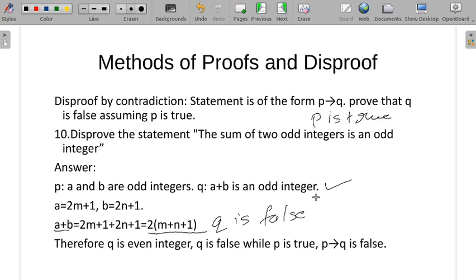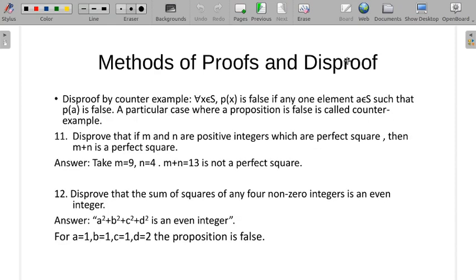So P we assume to be true, and Q is false, so P conditional Q is false. We are disproving by contradiction, showing that Q is false. So this is disproof by contradiction: we are showing that P conditional Q is false.